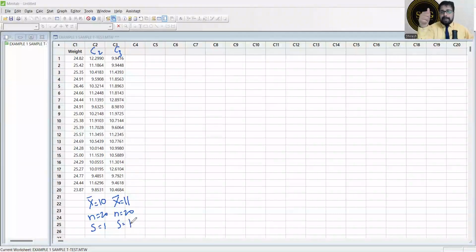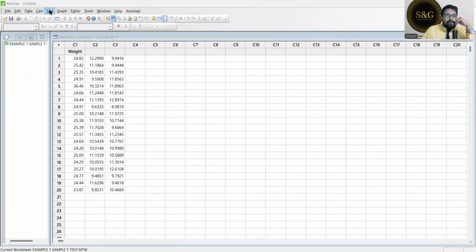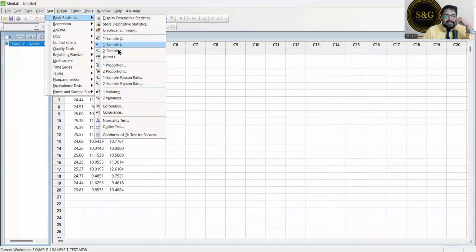Clear, everybody? Now we want to compare, is there a statistically significant difference between sample 1 and sample 2? Are you clear with the data set? We have generated the data set and this is how it is coming out to be. Clear? Let's do this two sample t-test. So I will go to Stat, Basic Statistics, two sample t-test.